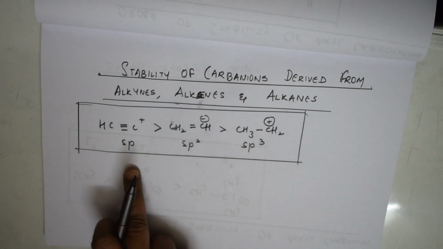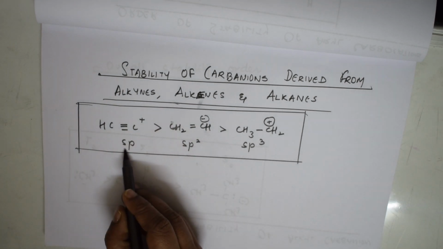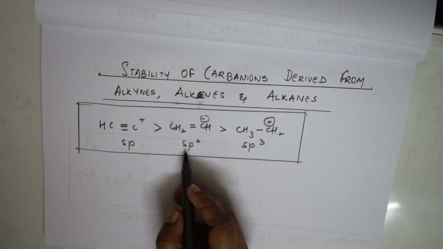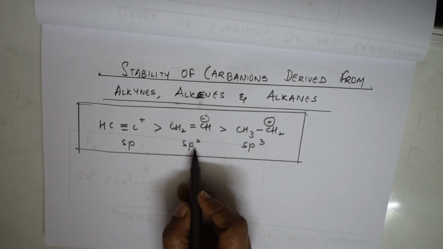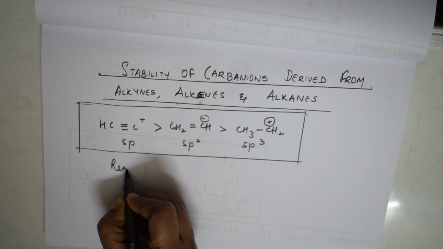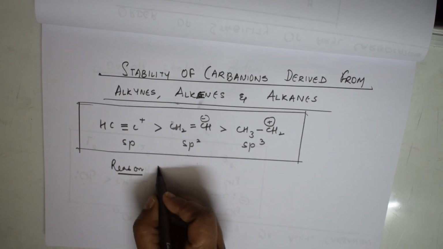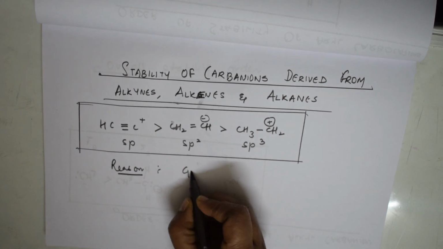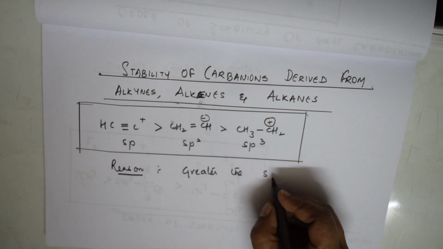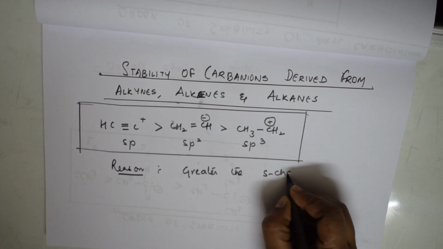I can decide based on their hybridization. Here in this case, S character is 50%, P is 50%. Here it is 33, 66. In this case 25, 75. Now what should you remember? Always remember the correct trick or the reason based on hybridization: greater the S character, greater the S character.